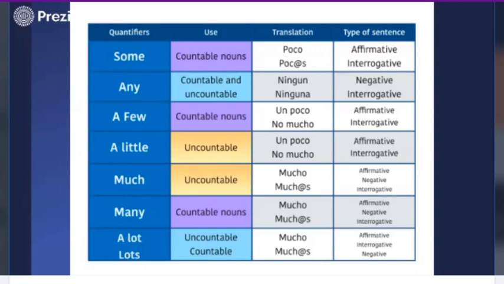Lots and a lot mean the same. And it's like our password. You can use it for anything. You can use it for countable and uncountable. And it means the same, mucho o muchos. Like, I have a lot of friends. Tengo muchos amigos. That is a countable noun. I have a lot of milk. Tengo mucha leche. I have a lot of sugar. Tengo mucha azúcar.